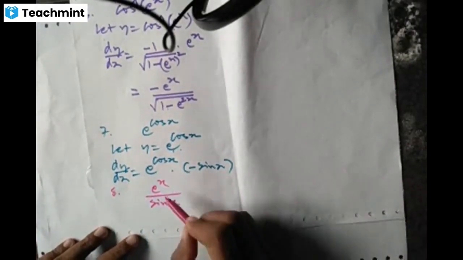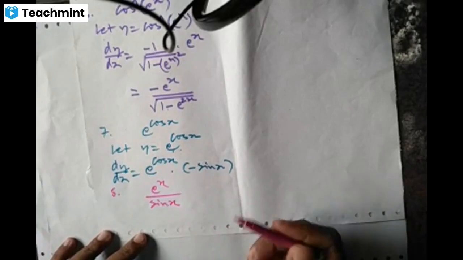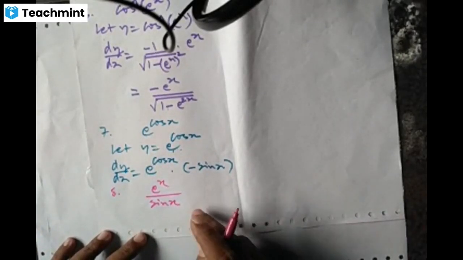Okay. Next, problem number 8. The given function is e power x divided by sin x. This can be solved in two ways. One is you can use quotient rule directly. The second method is you can rewrite the given function as e power x into what is 1 by sin x? 1 by sin x is cosecant x. Okay. So in two different ways we can find the derivative of the given function.